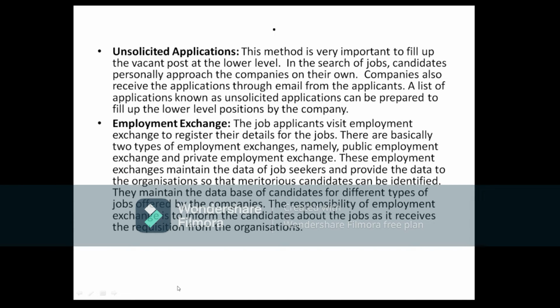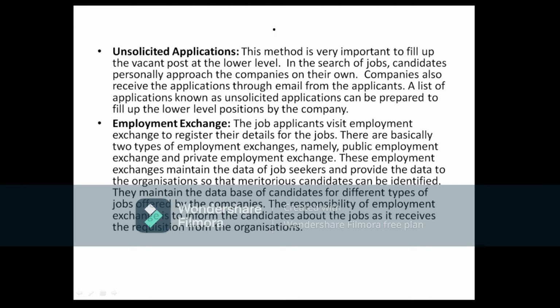unsolicited applications. Students, unsolicited applications are those applications in which sometimes the candidate himself or herself approaches the company, right? And they place the CV for a job. On the basis of the requirement, the company makes a call to the candidates, right? So in this case, these applications are called the unsolicited applications.